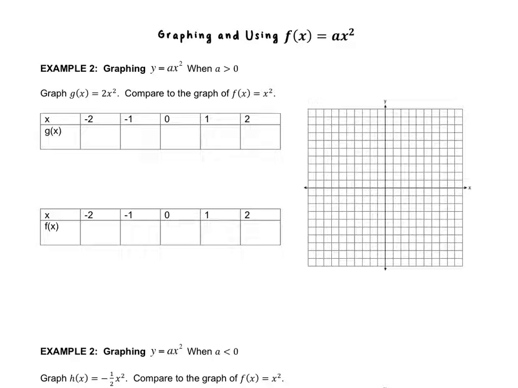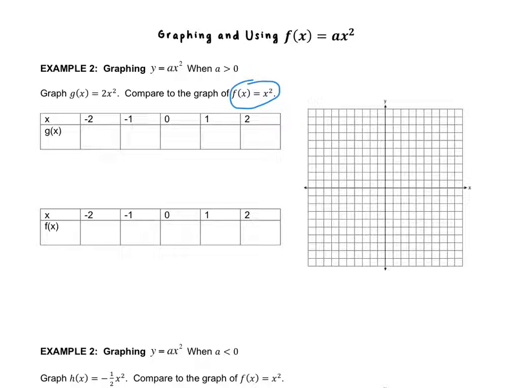So now we want to talk about graphing and using f of x equals ax squared. Remember, that is the parent function. We talked about a parent function. That's kind of the one we always compare lots of things to. When we did our linears, we talked about y equals x. For y equals ax squared, when a's are greater than 0, that's the one we're going to be comparing most of these to. So the parent function is right here, f of x equals x squared.